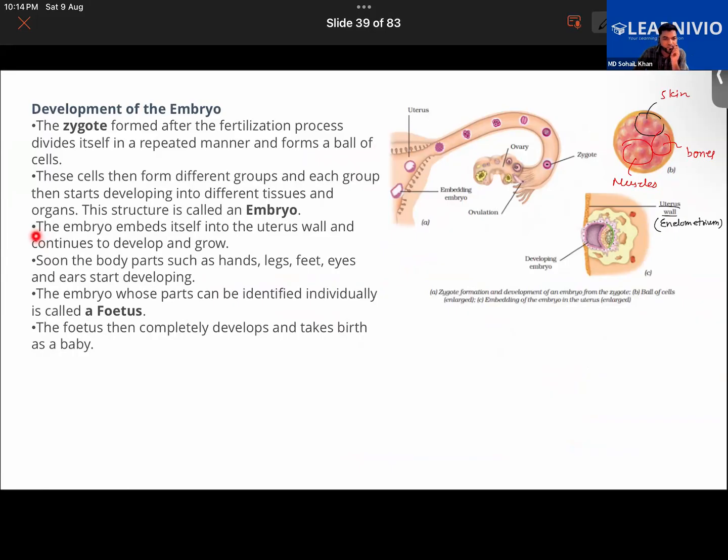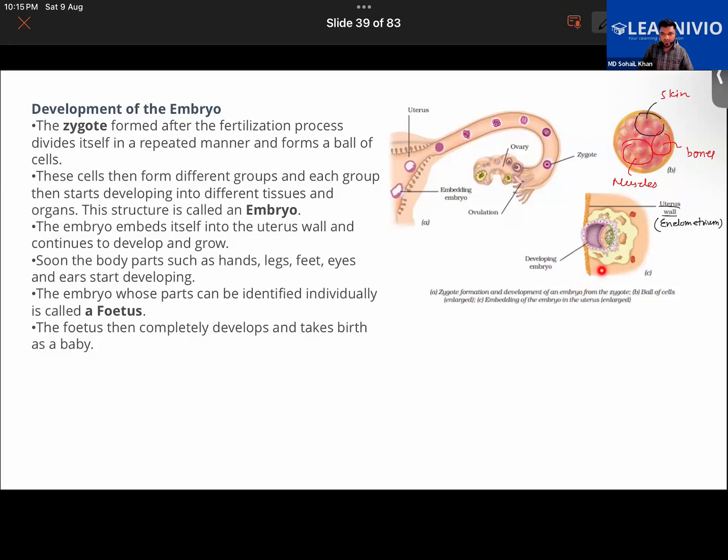The embryo embeds itself into the uterus wall and continues to develop and grow. Soon, the body parts such as hands, legs, feet, eyes, and ears start developing. The embryo, whose parts can be identified individually, is called a fetus. The fetus then completely develops and takes birth as a baby. Good. Clear to everyone now?